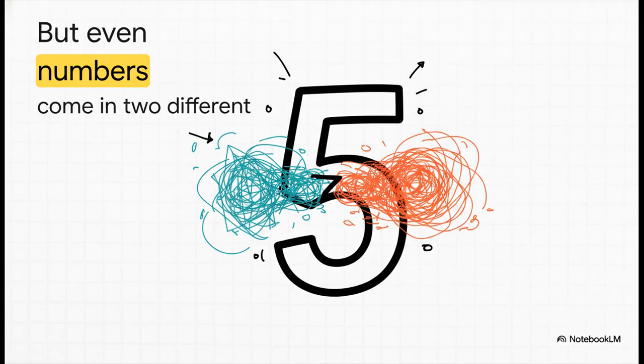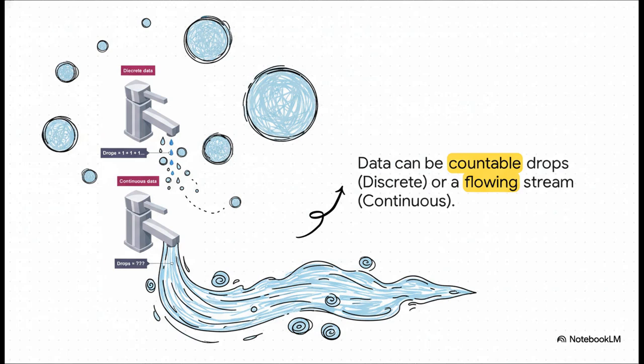But just when you think you've got it all figured out, there's another layer to this. It turns out, not all numbers are created equal. They can actually be split into two very distinct categories. And this visual just makes the whole concept crystal clear. On the one hand, you have what's called discrete data, which is like counting individual drops of water. They are whole, separate things. But on the other hand, you have continuous data, which is like a flowing stream that you can measure to a smaller and smaller and smaller degree.